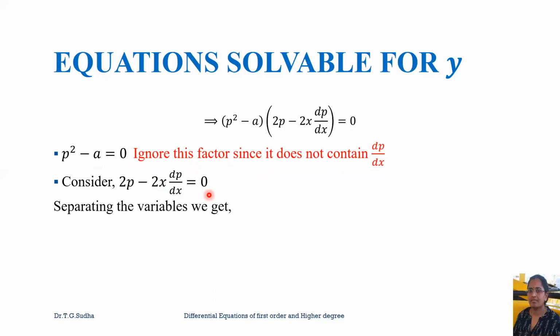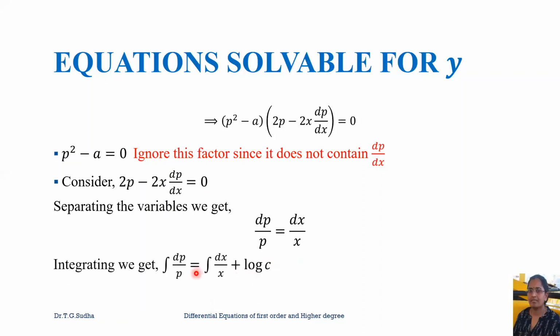Let us solve this first order differential equation. So let us separate the variables now. On separating the variables, we get dp by p is equal to dx by x. To obtain the solution, one has to integrate this expression. On integrating, we get integral dp by p is equal to integral dx by x plus a constant of integration, that is plus log c. Now dp by p gives us log p, and dx by x gives us log x plus log c.